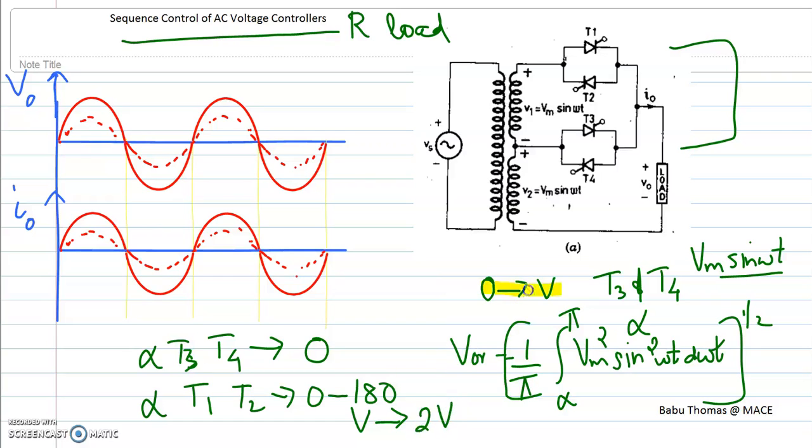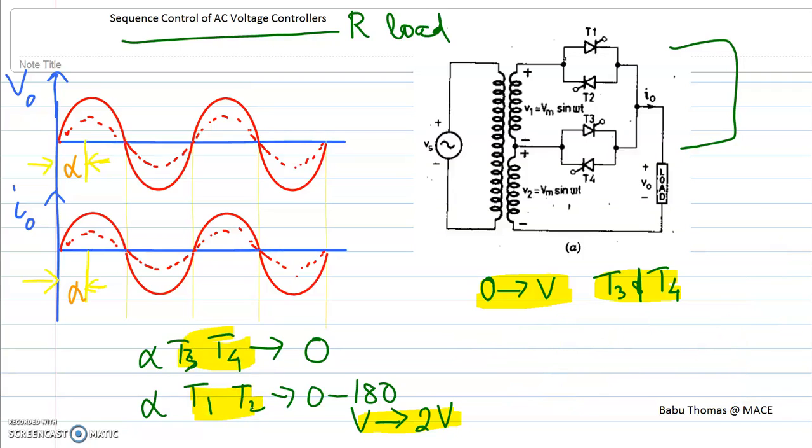So from 0 to V, you are controlling T3 and T4, with T1 and T2 in the off state. For getting voltage variation from V to 2V, all the thyristors are in the on state, with T3, T4 at firing angle 0 and T1, T2's firing angle varied from 0 to 180 degrees. So the variation of the output voltage from 0 to V with T3 and T4 is a basic explanation of a full wave voltage controller with a resistive load.